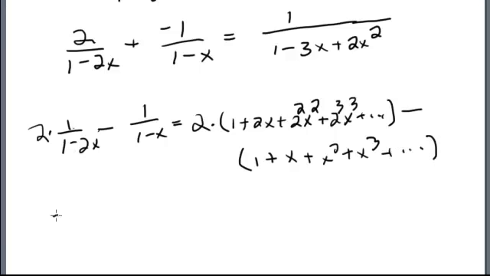And when we do that, we get 2 times 1 minus 1, so we get 1. 2 times 2 is 4, hmm, 2 squared minus 1 is 3, plus 3x. Then we get 2 times 2 squared, which is 2 cubed, which is 8, minus 1 is plus 7x squared. And then 2 times 2 cubed is 2 to the 4th, which is 16, minus 1 is 15, plus 15x cubed plus dot dot dot.